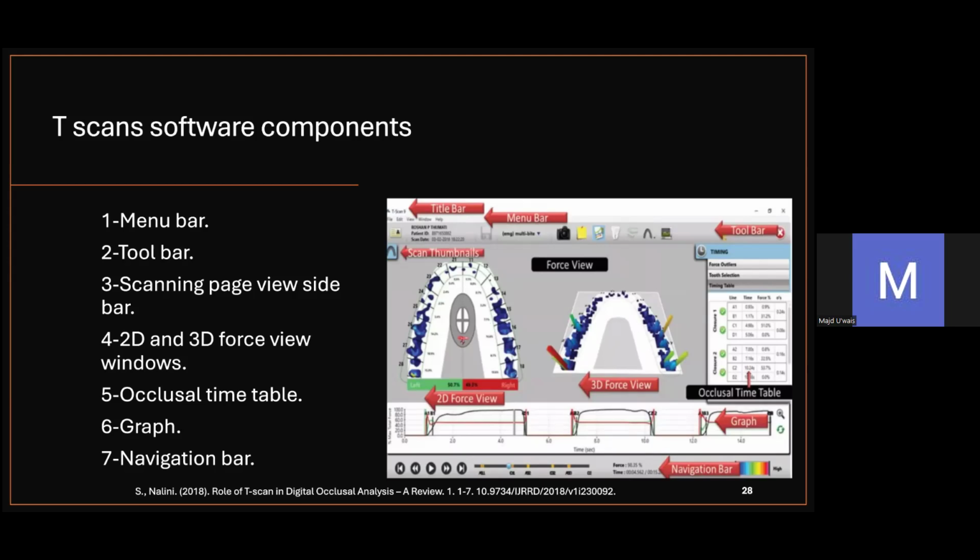Now, regarding the occlusal timetable, these graphs will give you the contact details at different times along the contacting period: the first second, the second second, the third second, and the amount of force. And you can also play them in a video using this button to show you the intensity of force during different time periods. And we will see the significance of this in the next few slides.